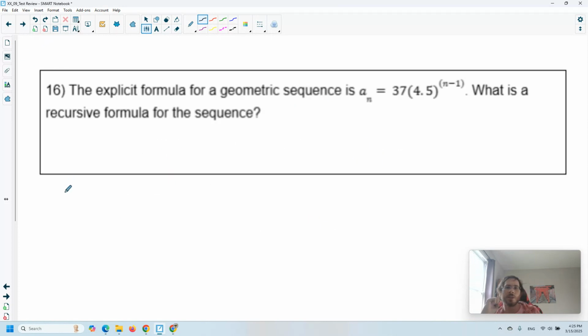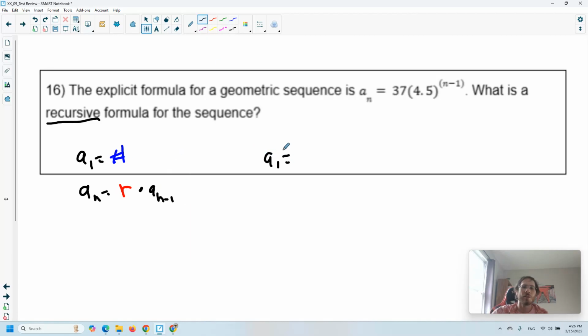All right, 16, we have the explicit formula right here, 37 times parentheses 4.5 to the n minus 1 power. What is the recursive formula for this sequence? Again, we're going to find out the recursive one. That's A1 is equal to the first number. And then a sub n is equal to r, whatever we're multiplying by, times a sub n minus 1. All right, well, A1 in this case equals, well, the first number we have is 37, because that's the number that's out front in the explicit formula.